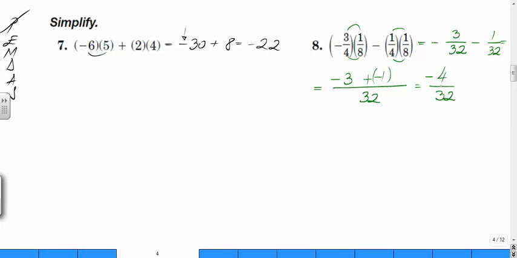Well, you are done with subtraction here, but you still need to simplify, because 4 and 32, they're both divisible by 4. You can divide each one by 4. I'm going to show it to you here. Divide by 4, right? You have 4 divided by 4, which is 1. Don't forget about its sign. 32 divided by 4 is 8. And your answer to this problem would be negative 1/8.